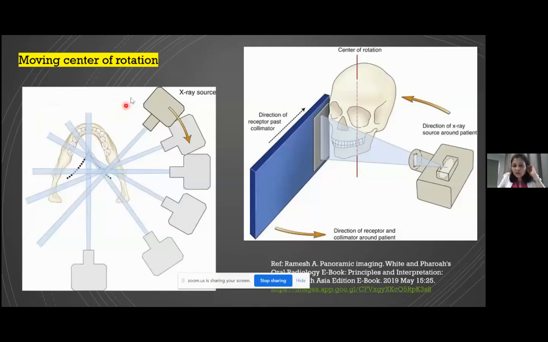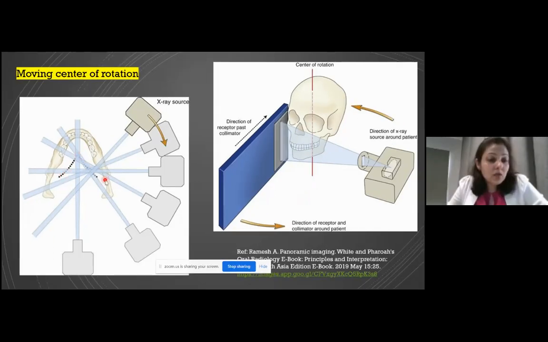So like I told you, the X-ray machine is moving around the patient's head, and the center of rotation generally moves along with the machine. That means it is not always a fixed center of rotation. It's called a moving center of rotation. If you've noticed in this image, you will see multiple black dots indicating that at various points when the machine is rotating around the head, the center of rotation also changes. Essentially, the patient's head is fixed in one particular position. The X-ray source is on one side and the image receptor is exactly on the opposite side.